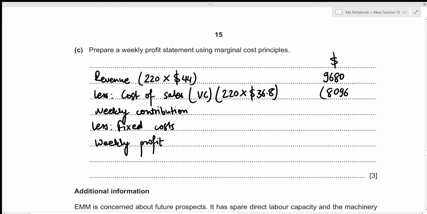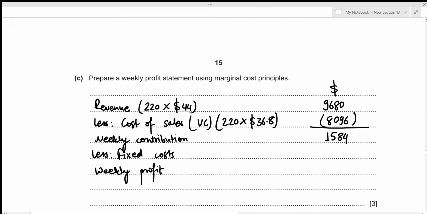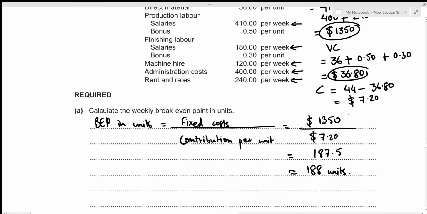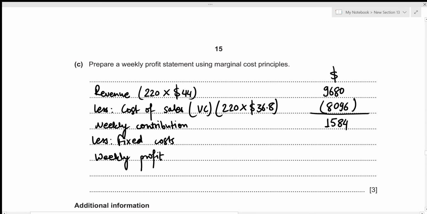And we need to deduct this amount from the revenue in order to figure out our weekly contribution. So that's just going to be 9,680 minus 8,096, which gives the weekly contribution to be 1,584. Now we need to subtract our weekly fixed costs. Let's have a look in the above information. So we figured out the fixed cost to be 1,350. So this is the amount we need to substitute in our profit statement.